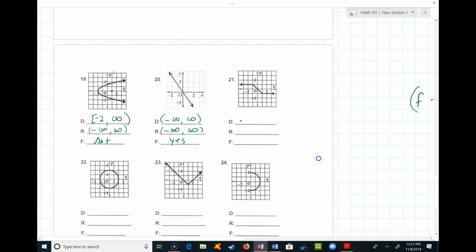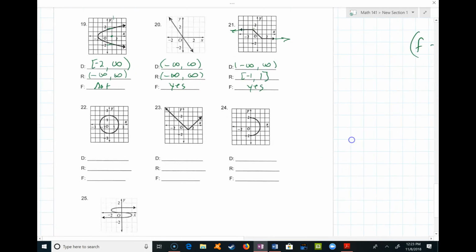This one here, the domain goes from negative infinity to infinity, because you can see those arrows saying it just keeps going. The range, as I'm looking up and down, looks like the lowest value is -1, and the highest value is +1. And those are included because it actually hits there. And this is a function.